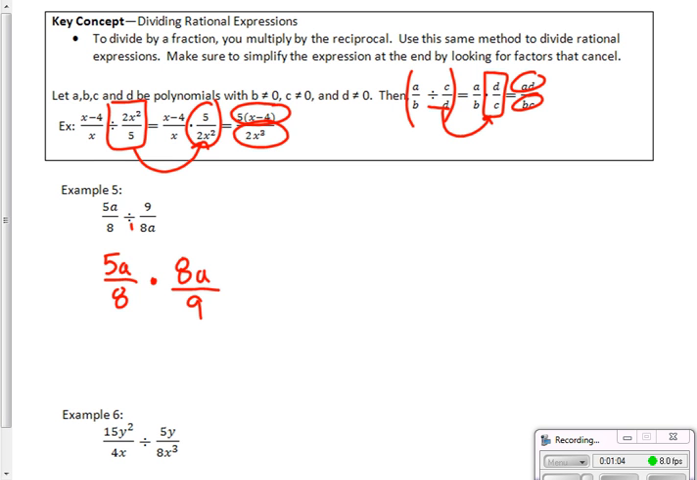Now you'll use your same concept from yesterday and reduce within your problem before you multiply your numerators and your denominators together. So in this example, I can eliminate an 8 out of the numerator and denominator. So when I multiply, I have 5a times a, same base, add your exponents, so I have 5a squared all over 9.